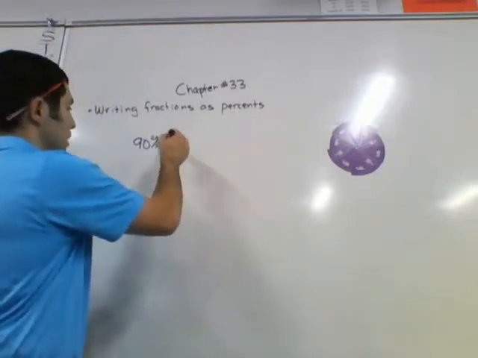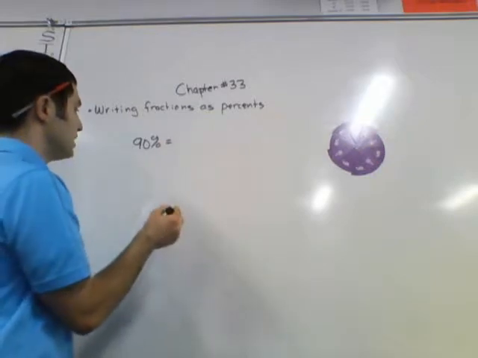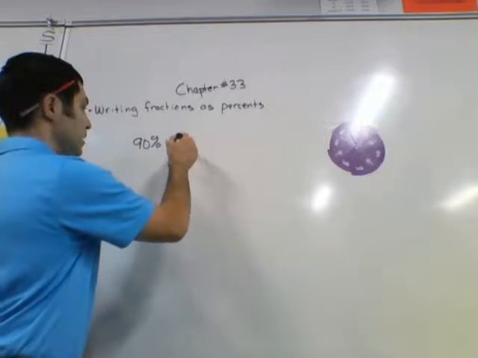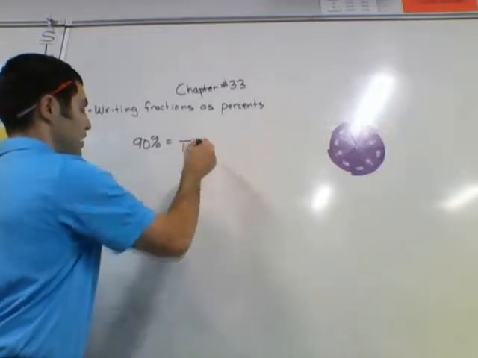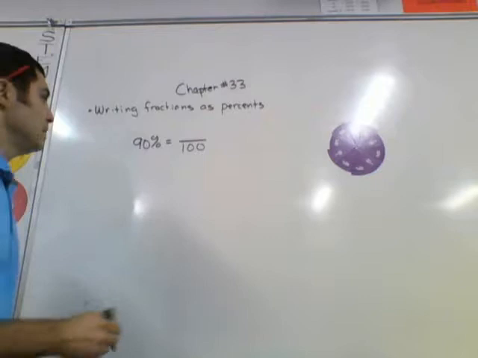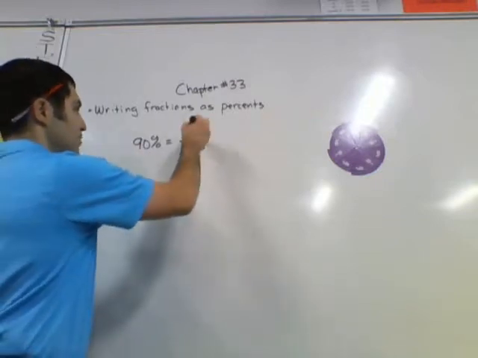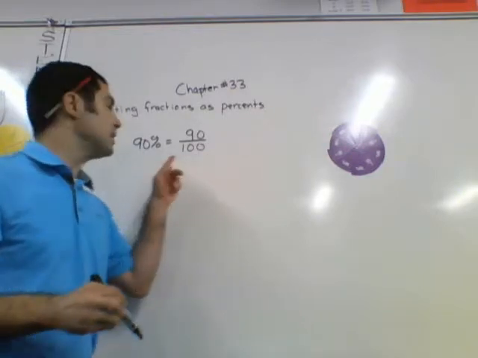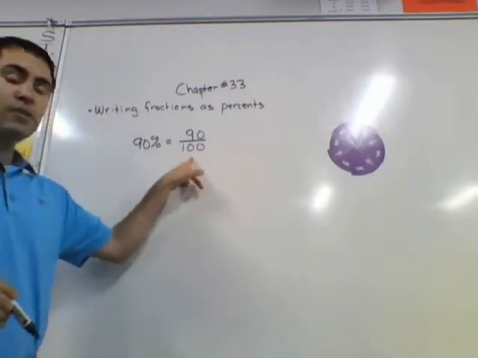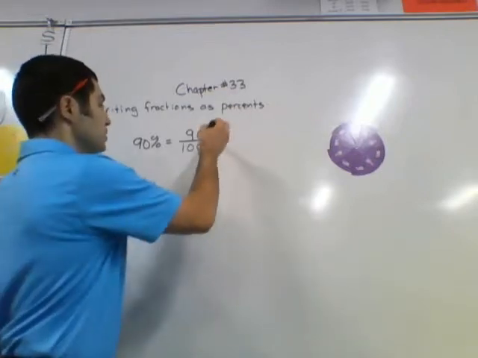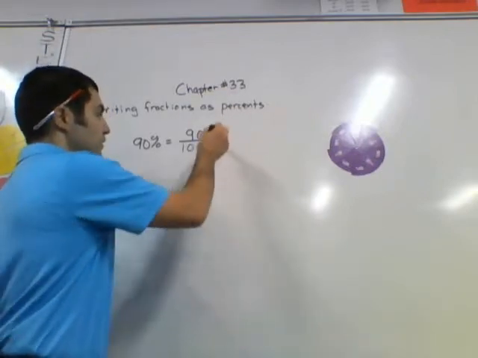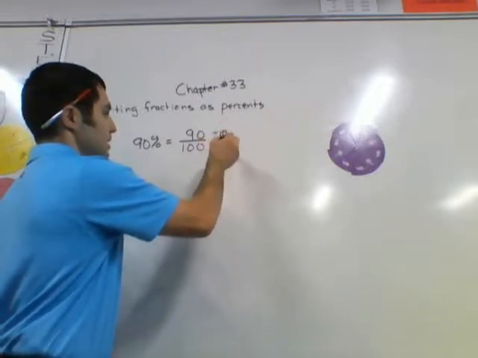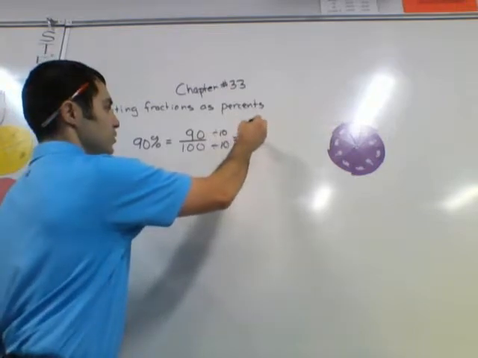So let's start with 90%. How you're going to write that as a fraction, since percent means 100, you're going to write it over 100. And we're comparing it to 90, so that would be 90 out of 100. Now this is how you change a percent to a fraction. Then all you have to do is reduce the fraction. So let's go ahead and divide top and bottom by 10. Divide by 10. Divide by 10. That's going to equal 9/10.